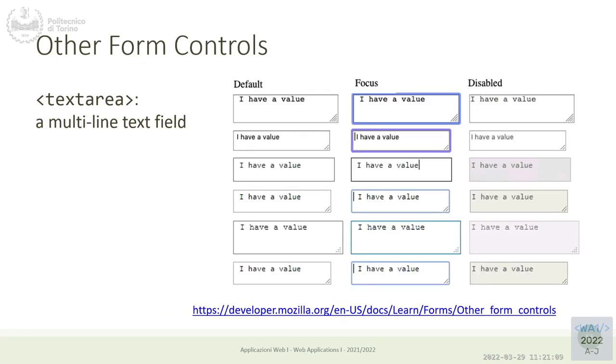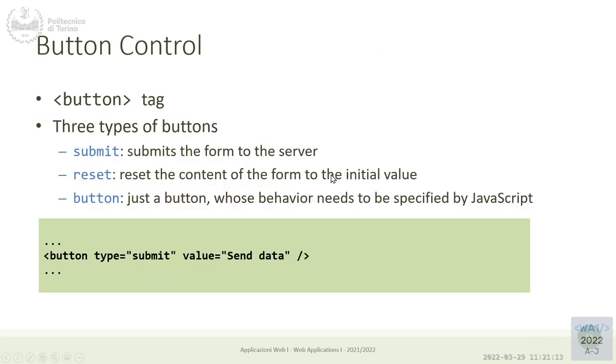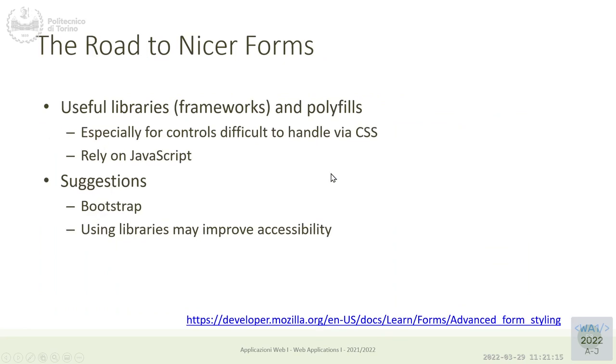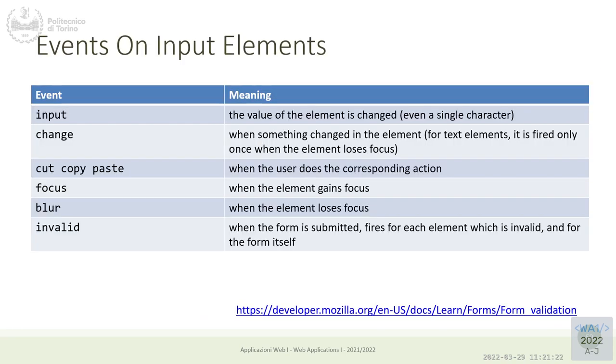And I don't want to go into details about all the HTML forms, because it's just HTML. The interesting part comes where we understand how the forms behave from the JavaScript point of view. So when a user is interacting with some form element, what may happen? Form elements may generate different types of events that are more or less listed here.